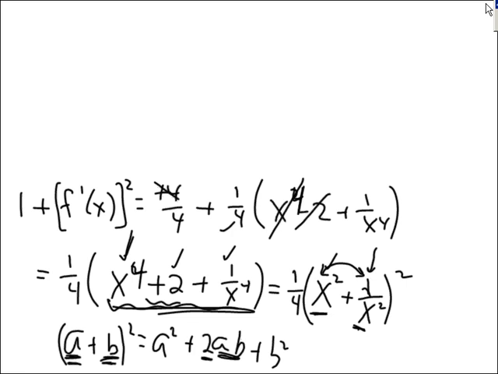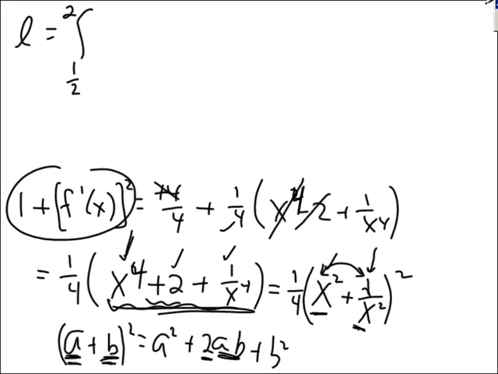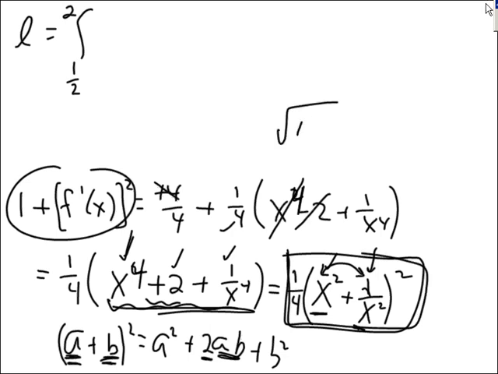So now, we have to integrate. To find our arc length, we have to integrate, remember it was from 1/2 to 2 of the square root of this. That is the square root of that. Well, what is the square root of this? Remember, if you have the square root of a product, you can take the square root of A times the square root of B. Here's my A, 1/4, and what's in the bracket squared, that's my B.